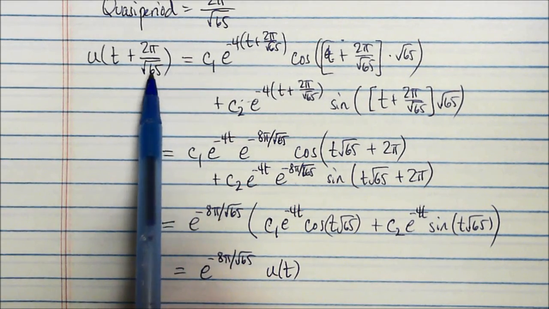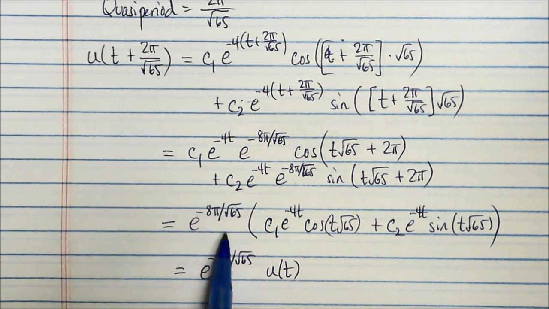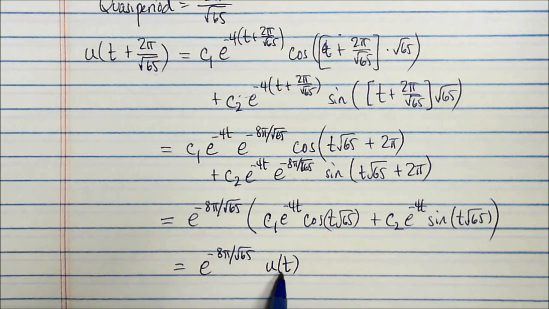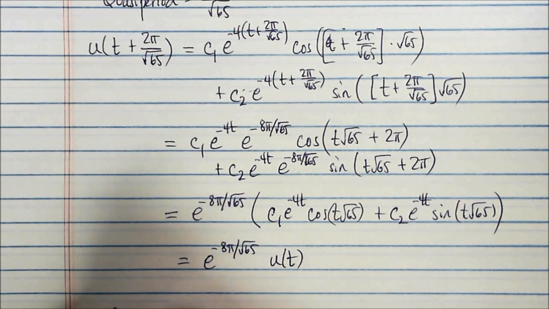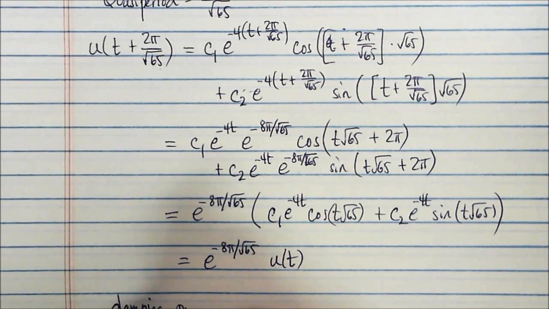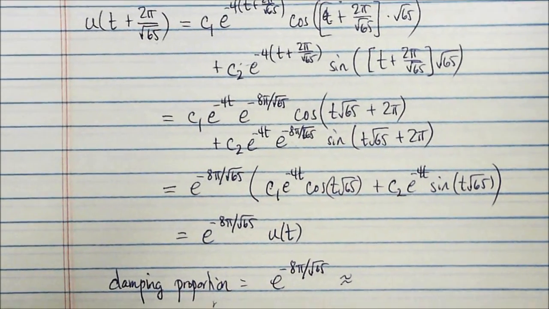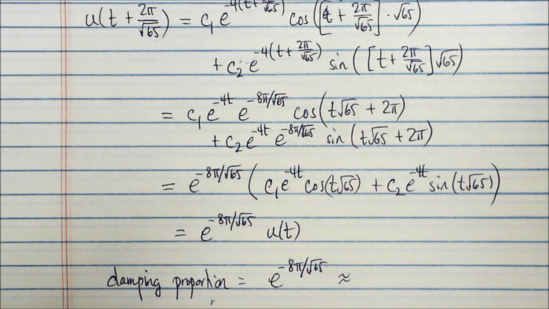So if I go forward in time by this much, my period, the displacement is going to be the same as what I had before, but multiplied by this damping factor. So this damping proportion is going to be equal to e to the negative 8 pi divided by the square root of 65. And that tells me roughly how much the motion has changed from one period to the next.